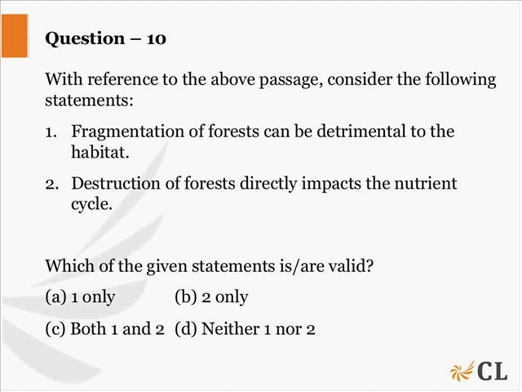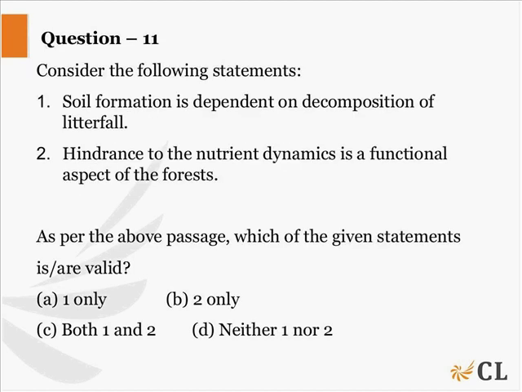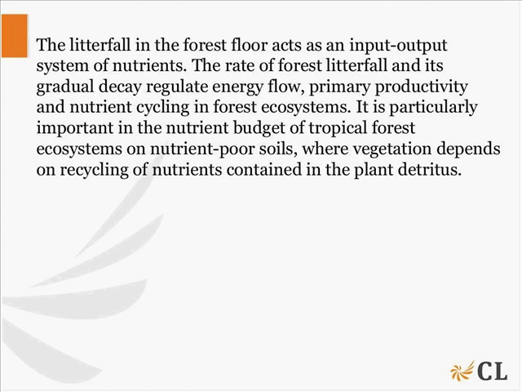So that's the thing out here in the 11th question, which says that soil formation is dependent. It is not dependent. Why? Because the sentence that is given says soil formation is an important factor. Since it is an important factor, it is not the most important. Therefore, I cannot say that alpha is correct. However, if I look at B, which says hindrance to the nutrient dynamics is a functional aspect of the forest, what do I have to look for? Hindrance to nutrient dynamics, and functional aspects. So I have to find these things in the passage. So if I go to the passage, hindrance.